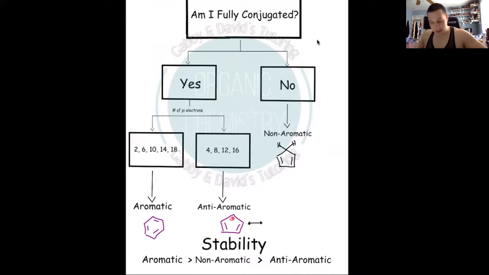So I drew out 3 examples here for you. One that's aromatic, which is a benzene ring. Fully conjugated, it's a beautiful conjugation. Total number of pi electrons, you count each double bond as 2. So 2, 4, 6. We have a total of 6 pi electrons.